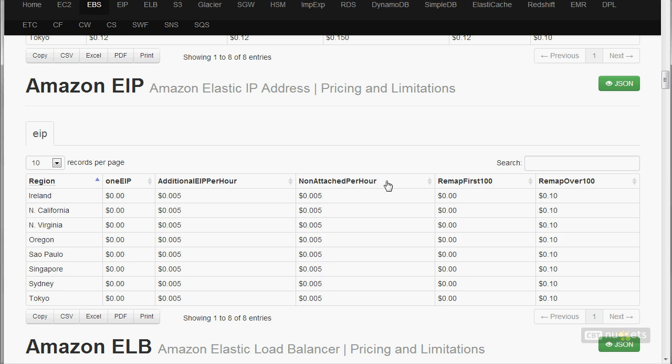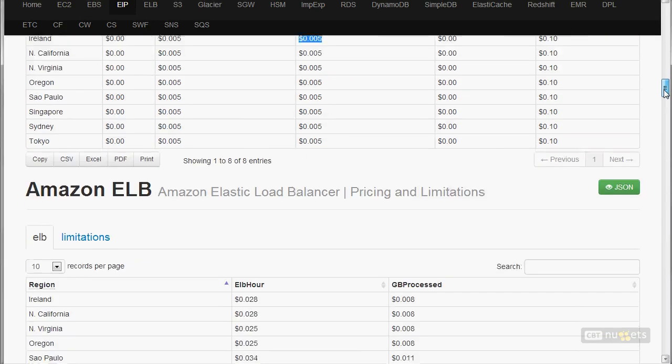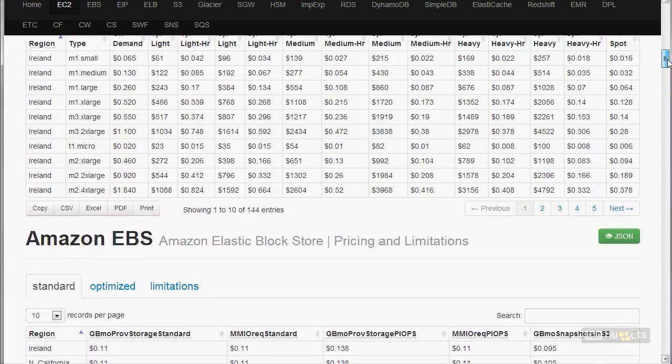If you take that Elastic IP and detach it from your instance and just have it sitting there, not in use, they're going to charge you half a cent per hour. Now you can just drop down this.